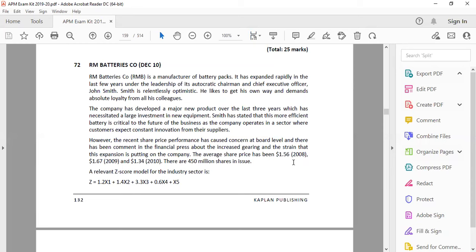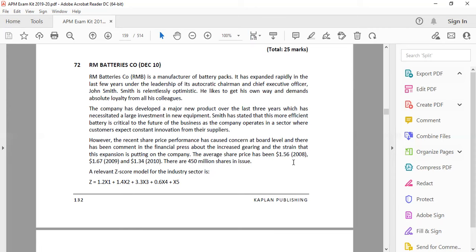The company has developed a major new product over the last 3 years, which has necessitated a large investment in new equipment. Smith has stated that this more efficient battery is critical to the future of the business, as the company operates in a sector where customers expect constant innovation from their suppliers.